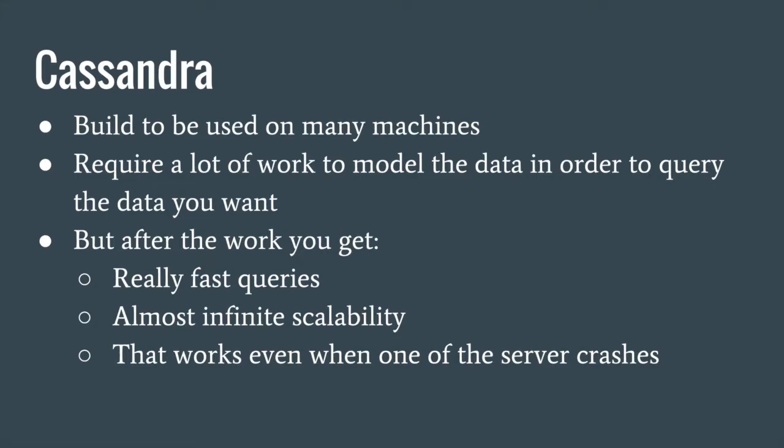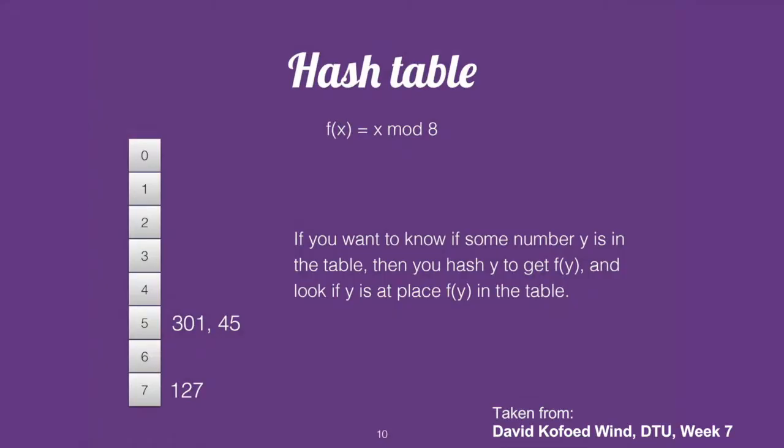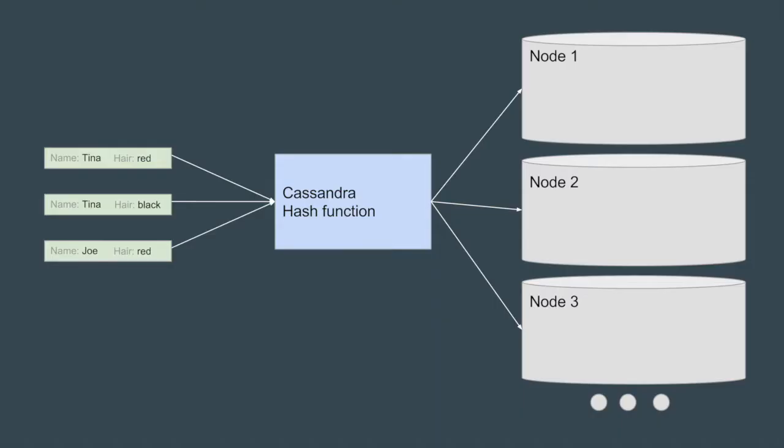So now to how Cassandra works. David already told you about a hash table in week 7. A hash table works by having some values that you want to distribute across some buckets, which is done using a hash function. And Cassandra works the same way, but instead of distributing across some buckets, it distributes across multiple machines.